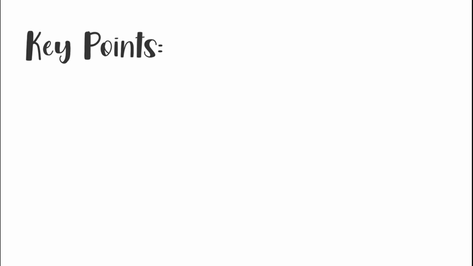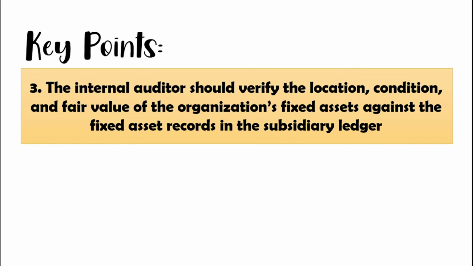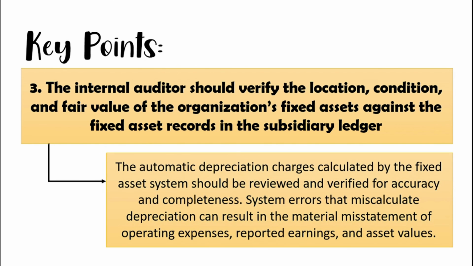And lastly, the internal auditor should verify the location, condition, and fair value of the organization's fixed assets against the fixed asset records in the subsidiary ledger. In addition, the automatic depreciation charges calculated by the fixed asset system should be reviewed and verified for accuracy and completeness. System errors that miscalculate depreciation can result in the material misstatement of operating expenses, reported earnings, and asset values.